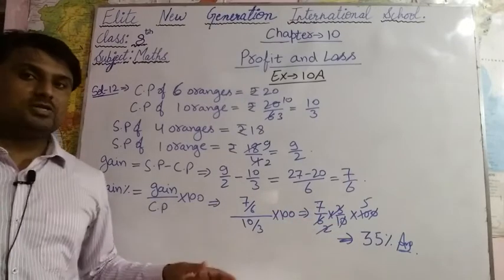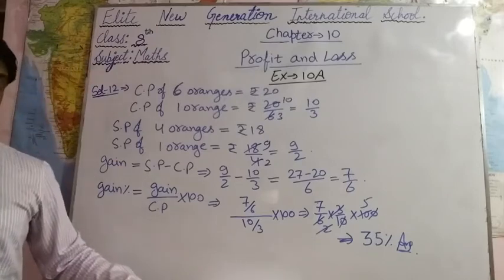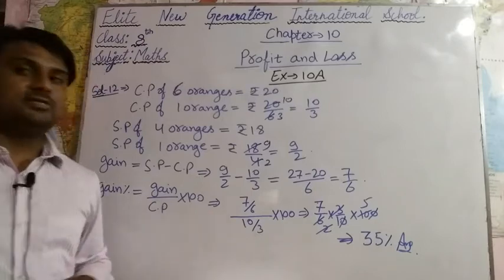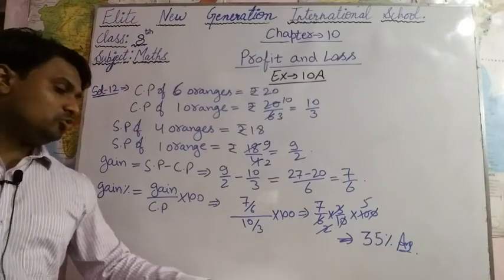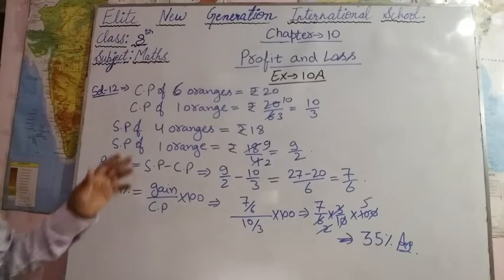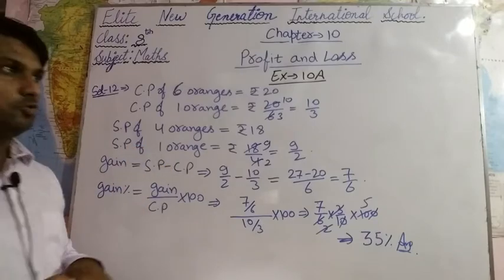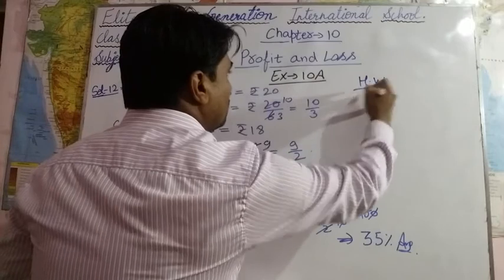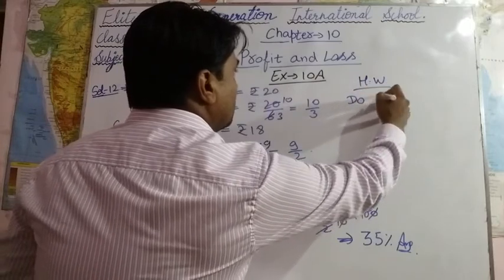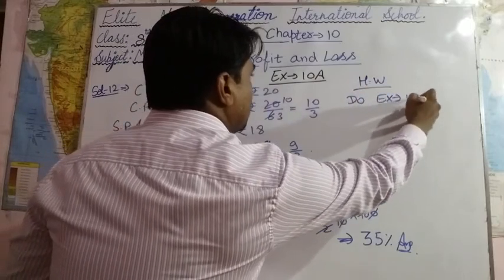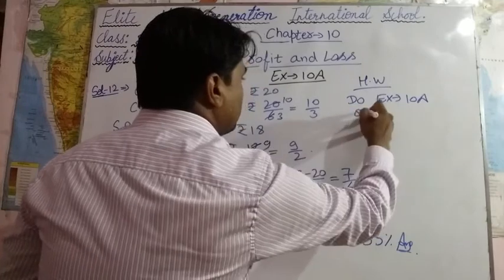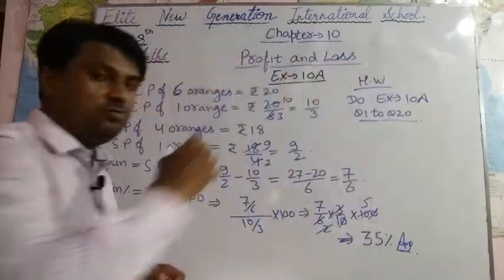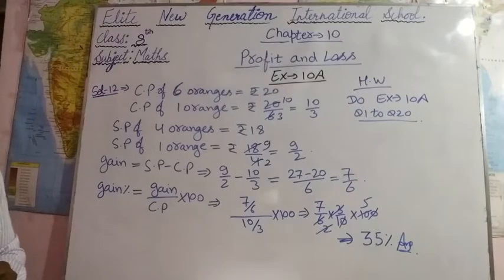So on the basis of this formula, you can try all these questions in exercise 10A, and in this exercise you can try up to 20 questions. So here in this exercise you have to do 20 questions. So it's your homework. Do exercise 10A, question 1 to question 20. So 1 to 20 we have to try in this exercise.